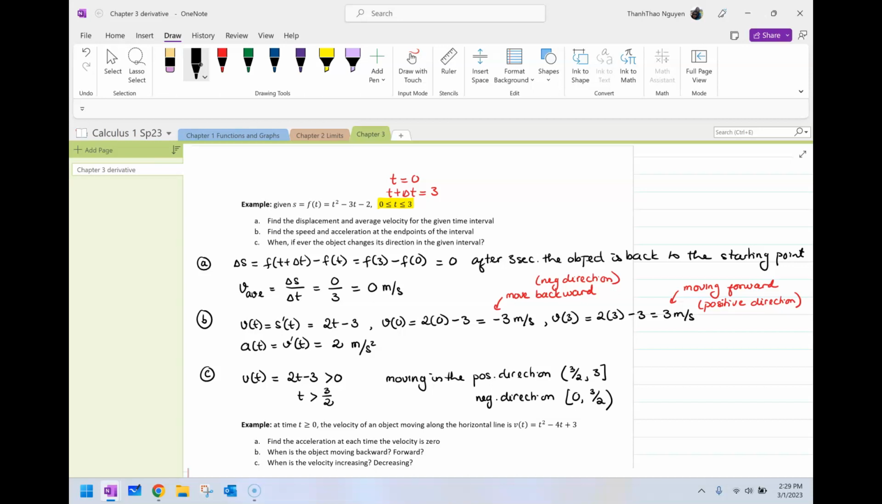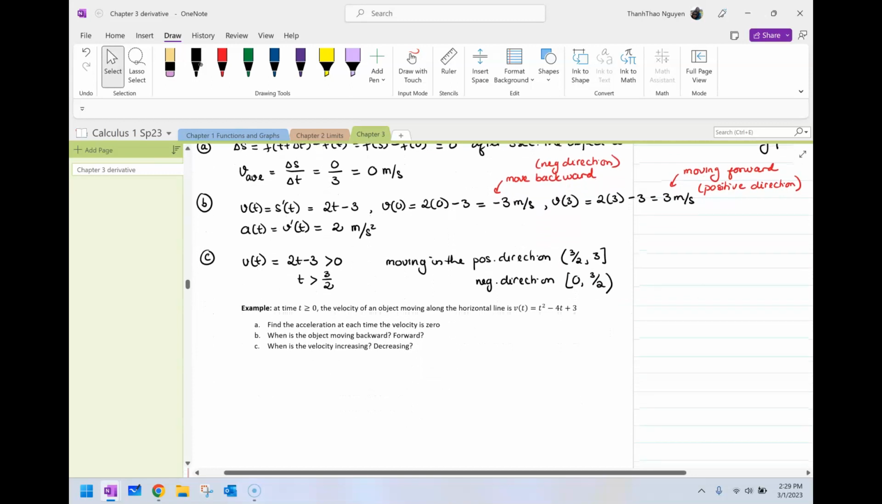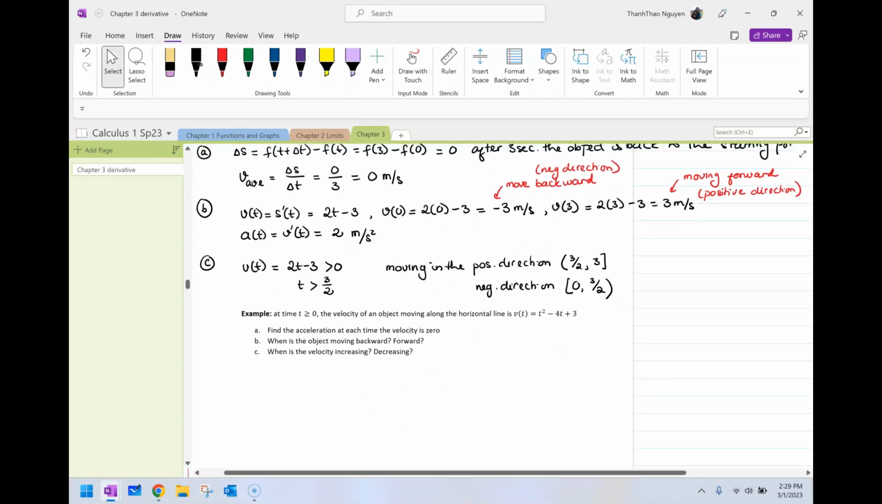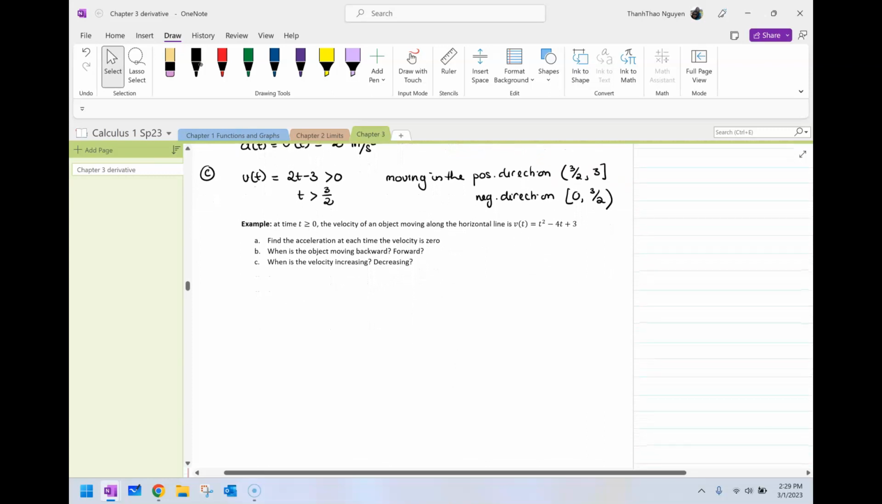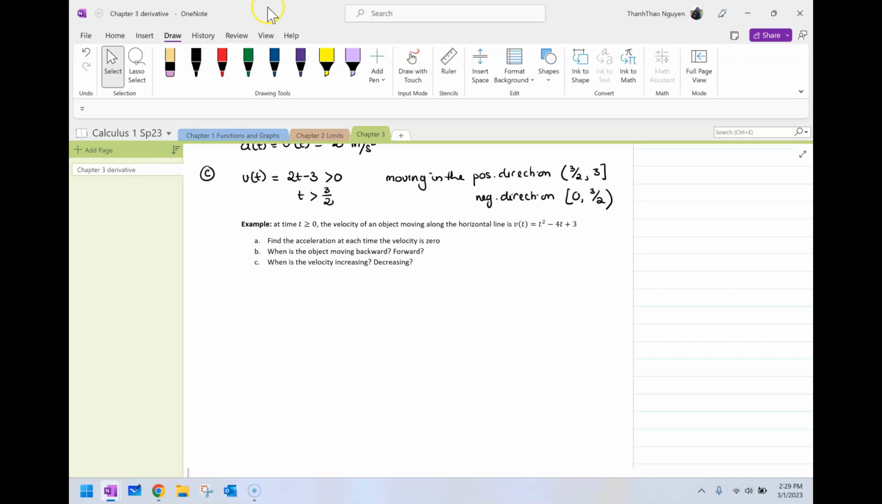Okay. Let's take a look at the next problem. At time t greater than or equal to 0, the velocity of an object moving along a horizontal line is v of t equals t squared minus 4t plus 3. Find the acceleration at each time the velocity is 0.